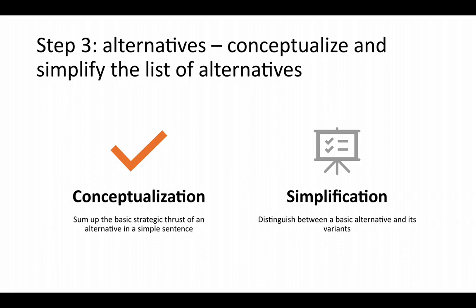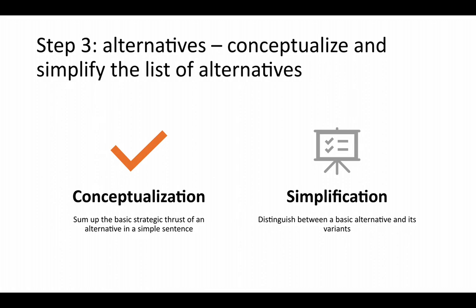So we talked about this. You want to come up with a comprehensive list. Then you want to simplify it, narrow down. So how can you do this? The first thing you need to think about is the conceptualization, which is to sum up the basic strategy thrust of an alternative in a simple sentence, which will make you really focus on the core idea of each of your alternatives.